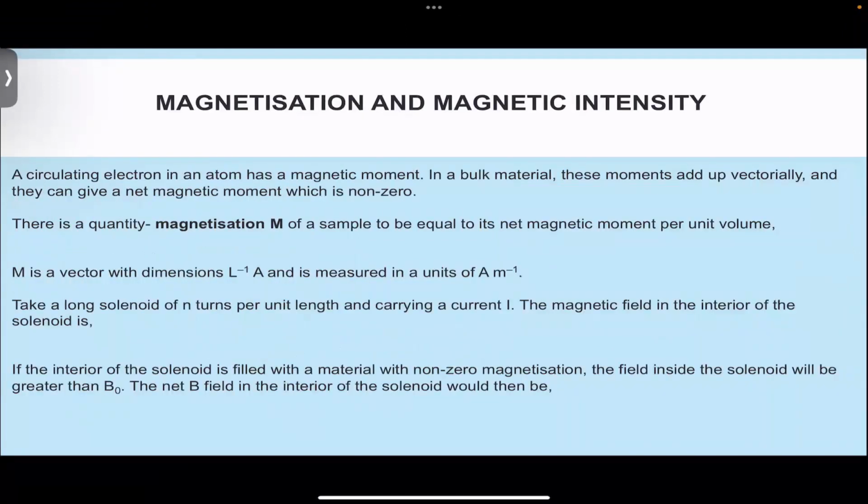Now we come to a few other phenomena associated with magnetism. You have magnetization and magnetic intensity. So we have a lot of materials.